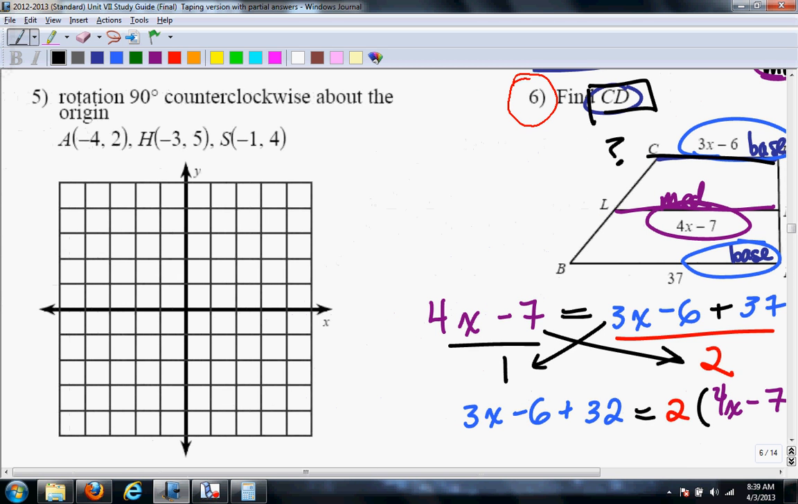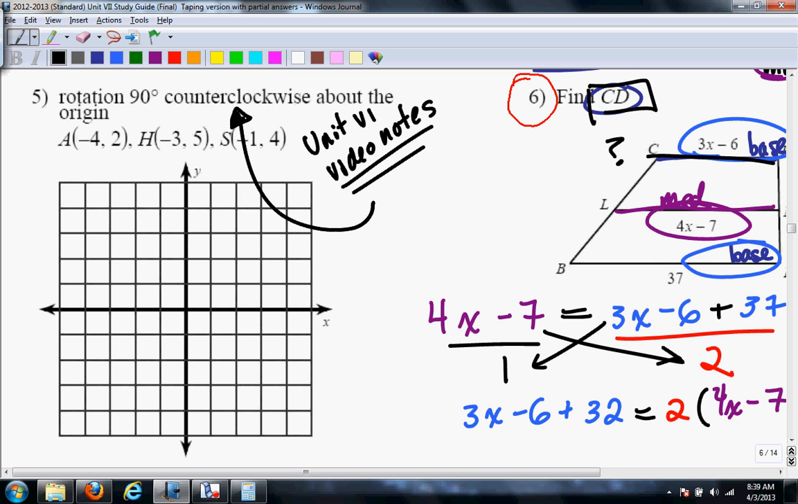Now number 5, I'm not going to show you how to do number 5, but you want to go back to your Unit 6 video notes. Your Unit 6 video notes will help you with how to do this. Or if you kept your in-class lesson, this is from lesson 6.7. Your Unit 6 video notes would suffice for that.